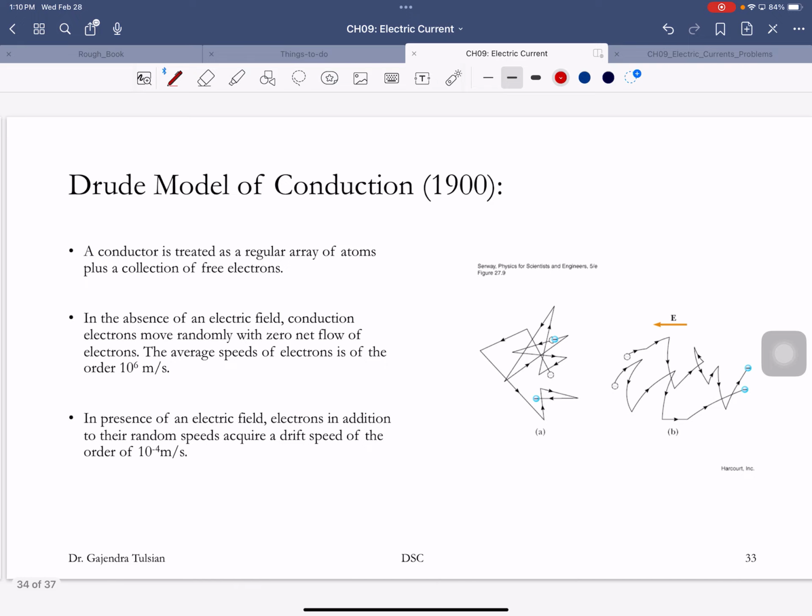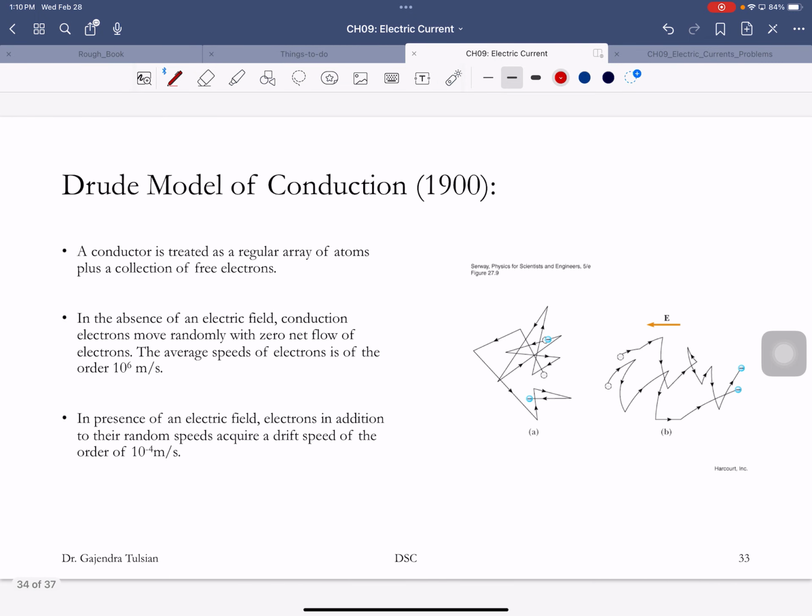All right, so we will stop here. Well, the Drude model, as we talked about, says that when no electric field is applied, the electrons inside a metal wire are moving about randomly at about 1,000 kilometers a second, but they're not going anywhere. As soon as you turn on an electric field by connecting a battery, they acquire a drift speed of about 1 millimeter a second.